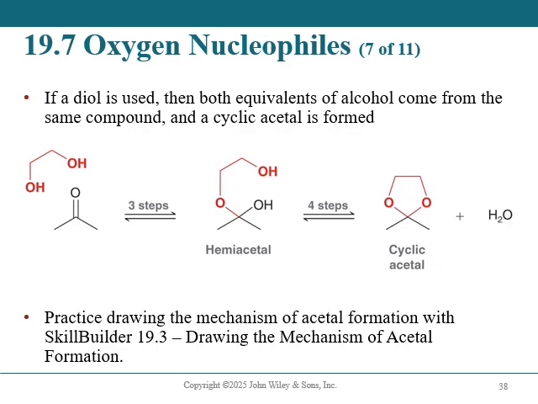Now, if we talk about a diol, those two OH groups in a molecule, then both equivalents of the alcohol can come in from the same compound, and you get something a little bit different. You get a cyclic acetal, simply because you're getting attached here and attached here, and it sort of closes the molecule into what we call a cyclic acetal.